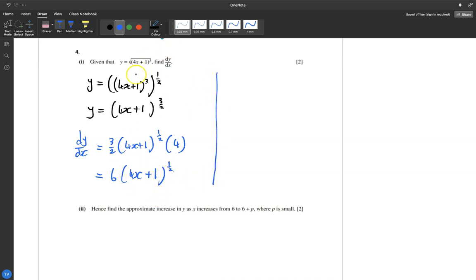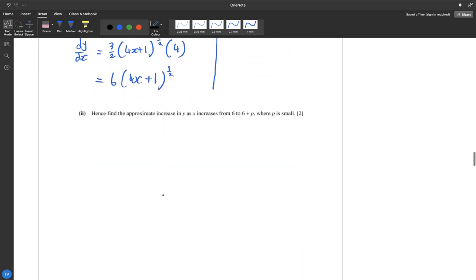I tend to try and make the final answer in the same format as the original provided function. So I would write it as 6 square root of 4x plus 1. So the power changed back to a square root. It's not necessary. If you're not sure how to do the conversion, just leave it like this.